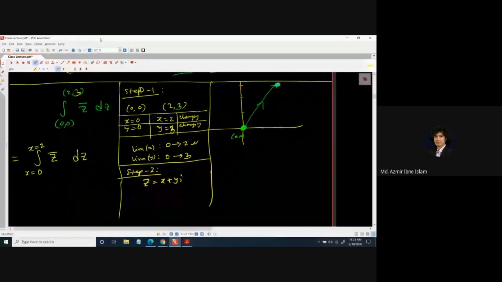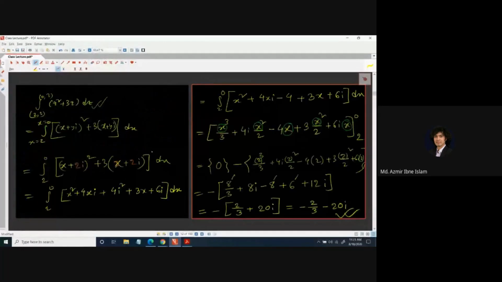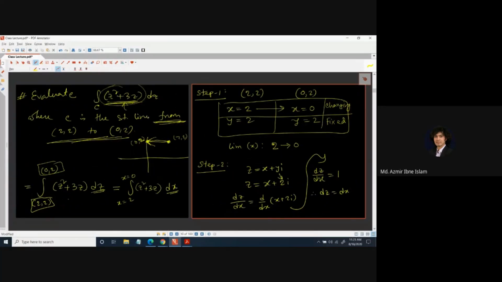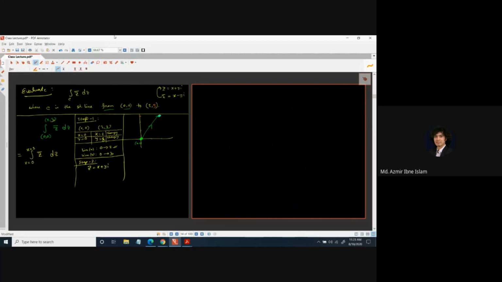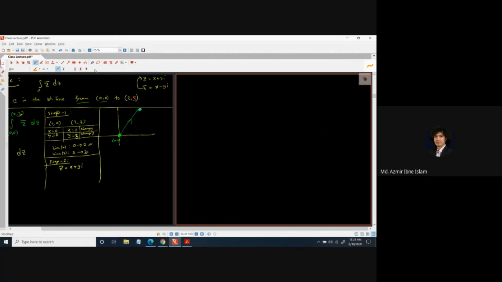So try to understand the difference between the previous two problems. Whenever we are finding dz, we are inputting the fixed value, right? For the second problem, we have plugged in the fixed value, then we have differentiated. But in this case, we don't have any fixed value. Both x and y are changing.